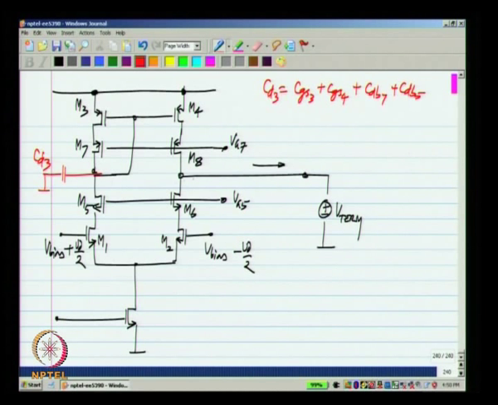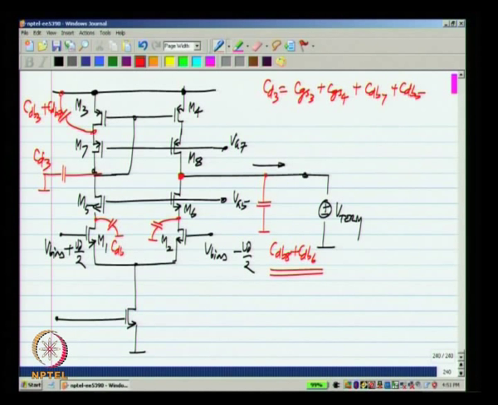And any parasitic at the output of the op amp, such as CDB8 plus CDB6, could be absorbed into the load. So, this primary parasitic capacitance still remains. In addition to that, we will have parasitic capacitances at these other junctions. For instance, this will be CDB3 plus CDB7, this will consist of CDB1 and CDB5, this will be CDB2 and 6 and so on.